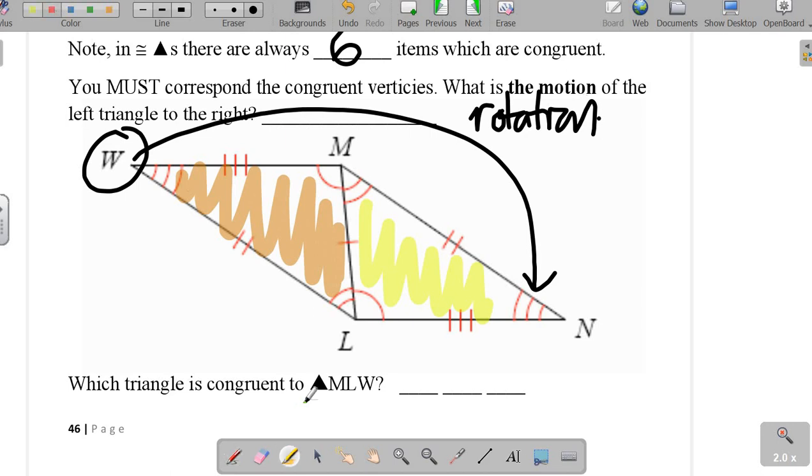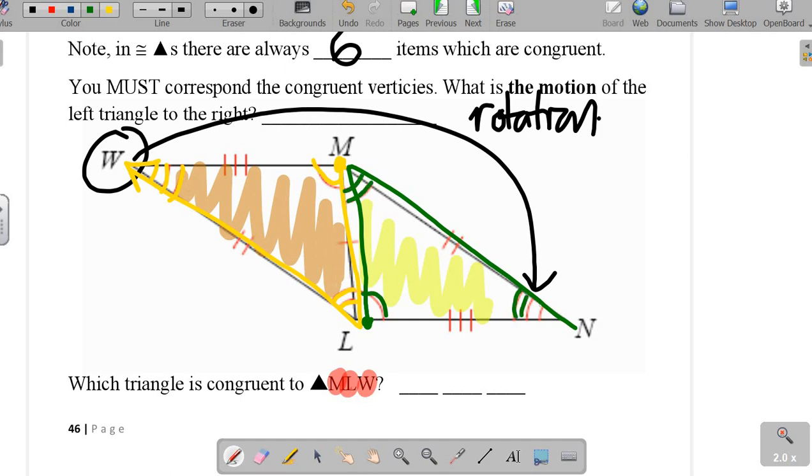So watch carefully. Triangle MLW. Notice the order. Single, double, triple. Has to be congruent to L, M, N. Single, double, triple. That's called a corresponding. Triangle L, M, N.